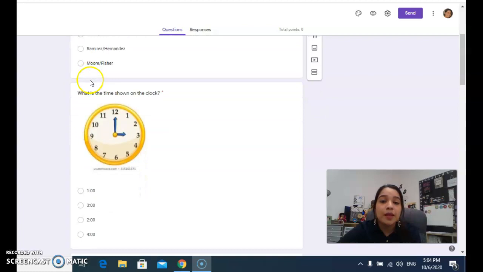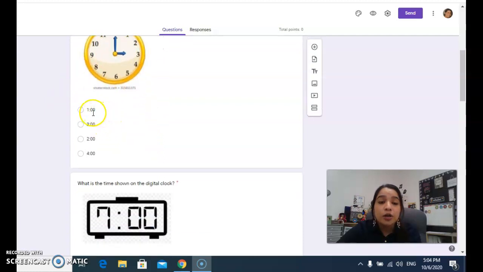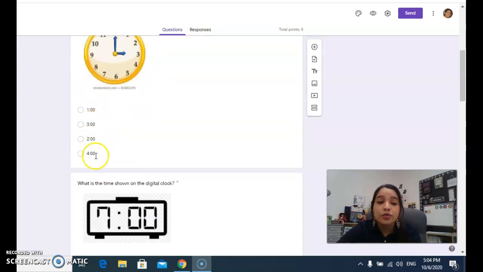Okay? The first question, what is the time shown on the clock? So what time is represented on this clock? Once you know what time is represented on this clock, you're going to go ahead and click which one is represented on this clock. So you're going to look at the analog clock and you're going to choose the digit form.